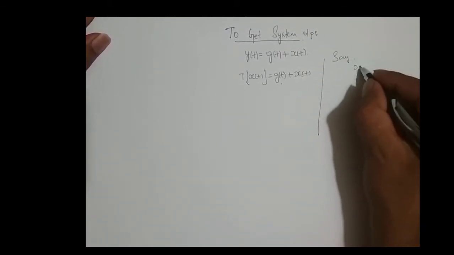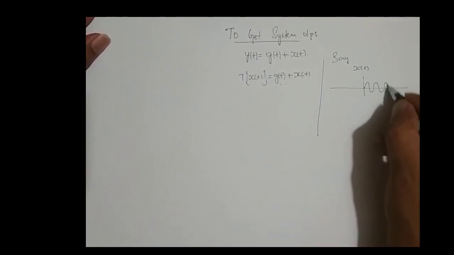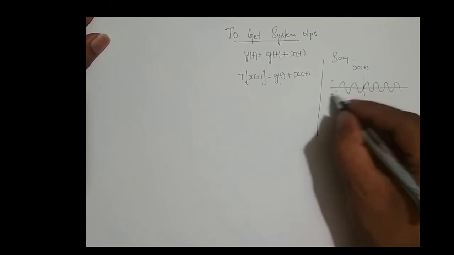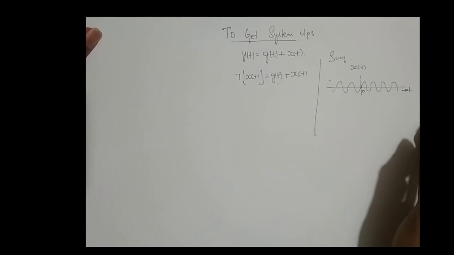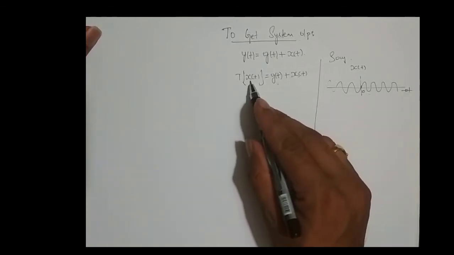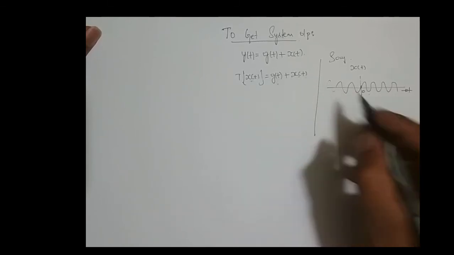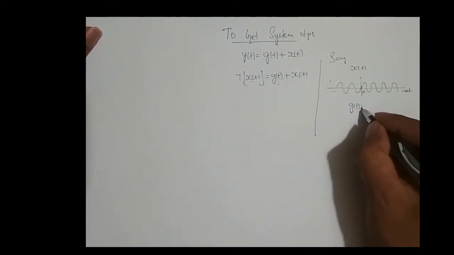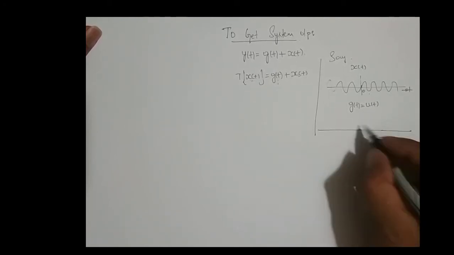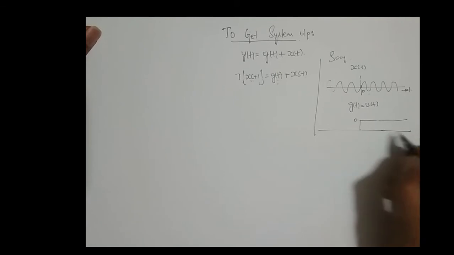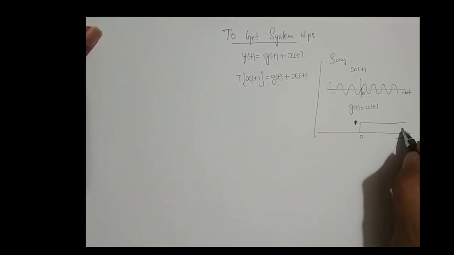Say x of t is a sine wave, which is varying from minus infinity to plus infinity. If I feed this sine wave to the system, what is the output? That sine wave getting multiplied by g of t, and we'll assume g of t as a unit step function u of t, which is 0 for negative time and 1 from 0 to infinity, right?